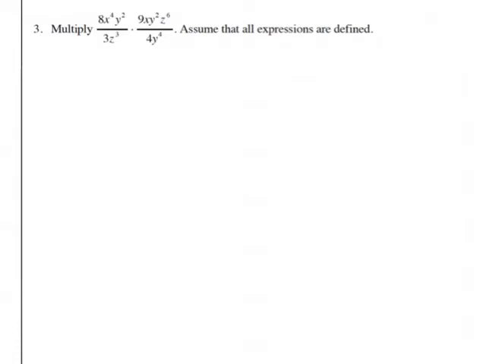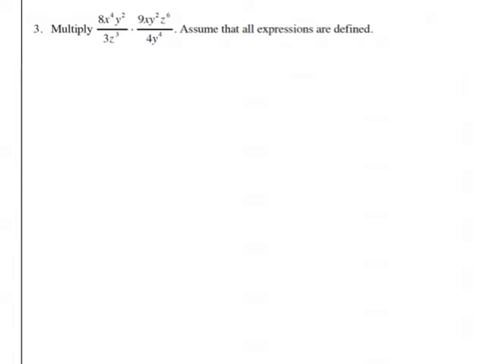For problem number 3, it is multiplication. Now notice here you have a monomial up here, just a plain old monomial, divided by a monomial. Over here you have a monomial divided by a monomial. So I need to divide those out.